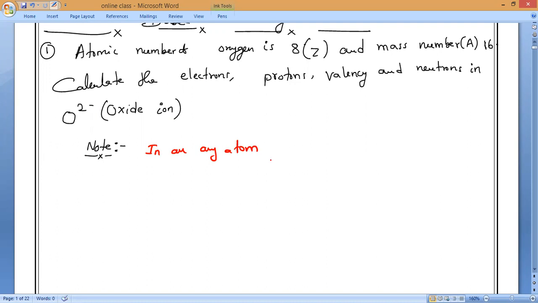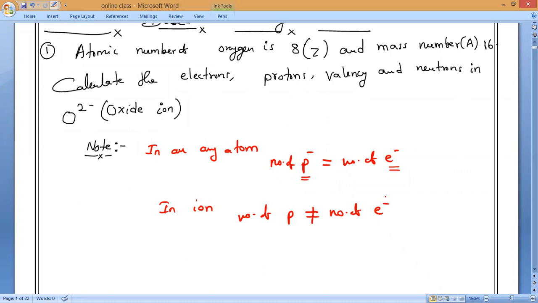Keep it in mind, in any atom, the number of protons is equal to the number of electrons. Clear, everybody? In any atom, always the number of protons is equal to the number of electrons. Now, in an ion, the number of protons is not equal to the number of electrons. It may be greater or lesser.